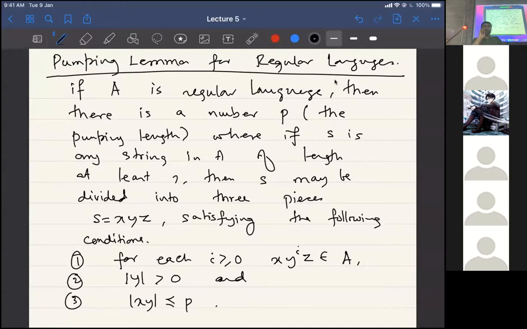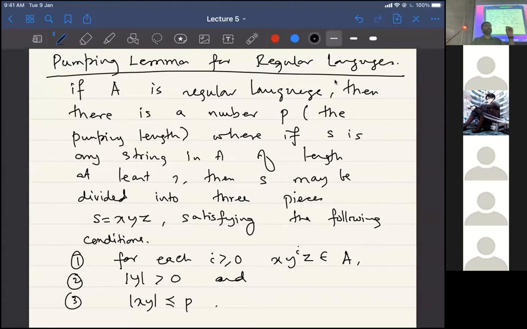So what is this lemma? A pumping lemma is a property of regular languages. Imagine A is a regular language. We know that all finite languages are regular, but over here we are talking about infinite regular languages. It doesn't apply to the finite languages. So for every infinite regular language, we can find a number P. We do not know what this number is, but we can find it, and we call it the pumping length.